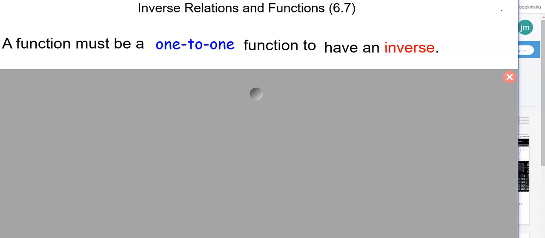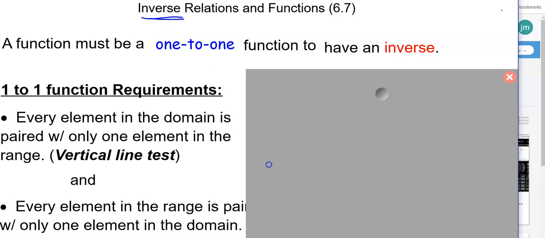Okay, so we're talking about inverse functions. They're a special kind of function that has to be a one-to-one function in order to have an inverse. It's not just a function, but a special function. So these are the requirements. First, it's got to be a function.